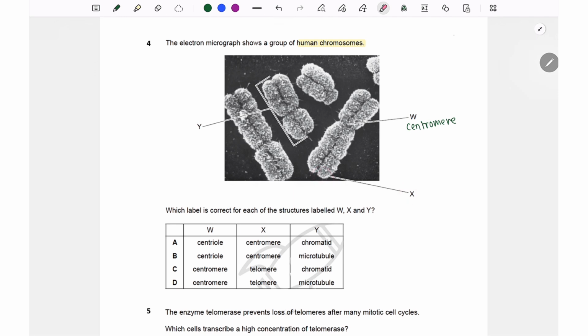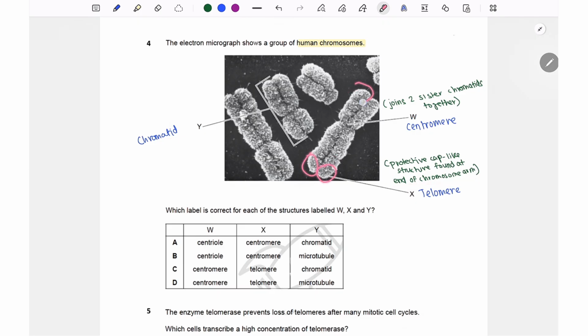X is here, and that's going to be your telomere. The description for the telomere is that it's a protective cap-like structure found at the end of chromosome arms. So it's going to be found here, here, and then here, so you'd find 4 in this one case. What's Y? Y is going to be your chromatid. So let's match them here. W is our centromere, X is telomere, and Y is chromatid. That's going to be C.